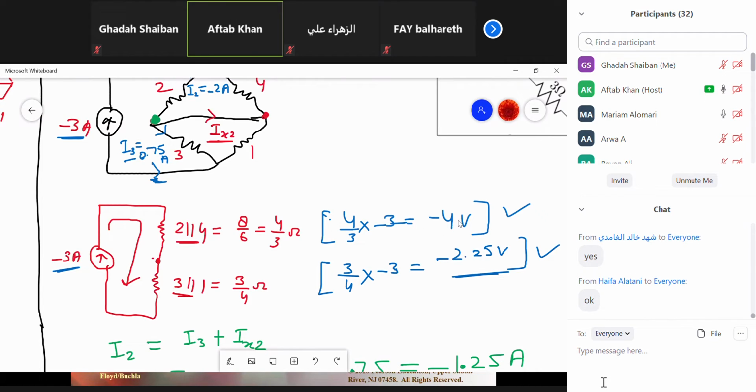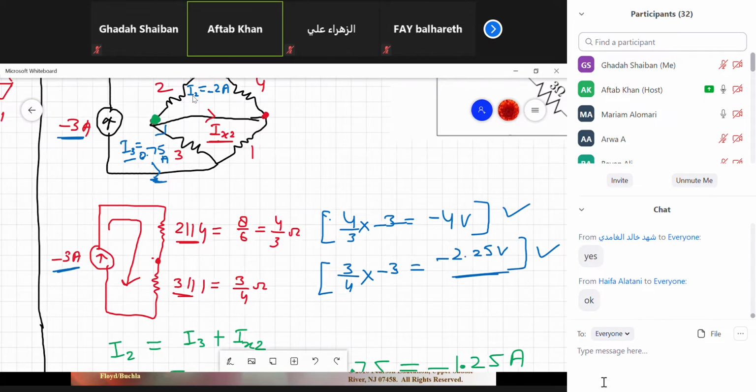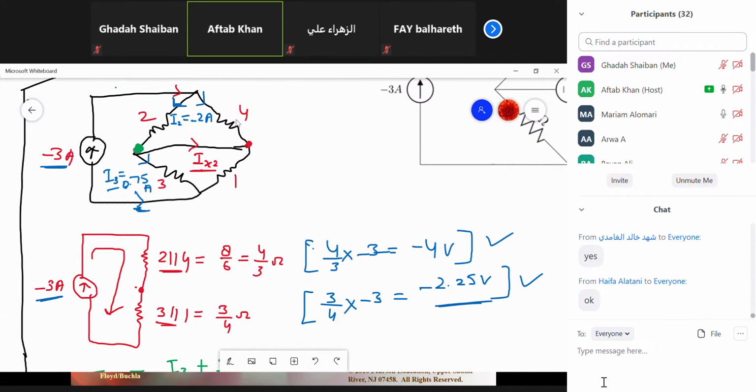So once we know this is the voltage drop, it means the same voltage drop will be across 2 and across 4, because they are in parallel, and this is the overall voltage drop. Similarly, 3 and 1 are in parallel. So what we calculated here, their combination, which is -2.25, will be the same here and the same here. Is it clear? Because we now know the voltage across each resistance, it is easy to find the current as well.